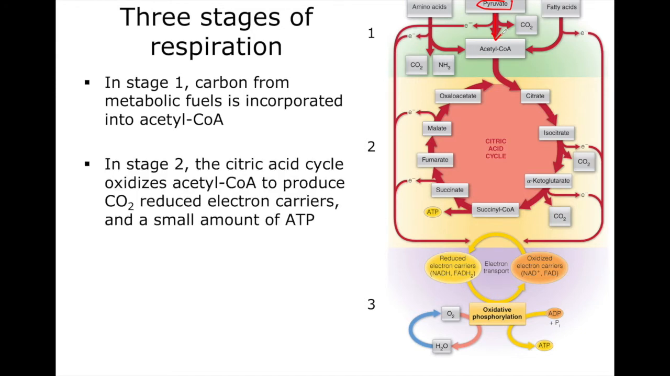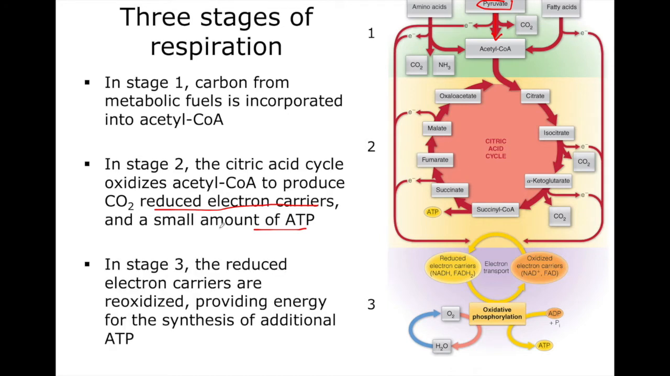Our second stage is where acetyl-CoA enters into the citric acid cycle. As acetyl-CoA goes through the citric acid cycle, it is progressively oxidized, producing carbon dioxide and also reduced electron carriers. Reduced electron carriers would be, say, our NADH, FADH2. It does produce a small amount of either ATP or GTP, as we'll see later. But a lot of the energy that is stripped off of our acetyl-CoA is stored in these reduced electron carriers.